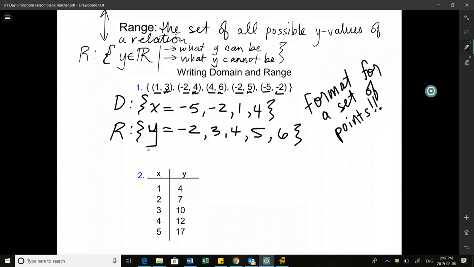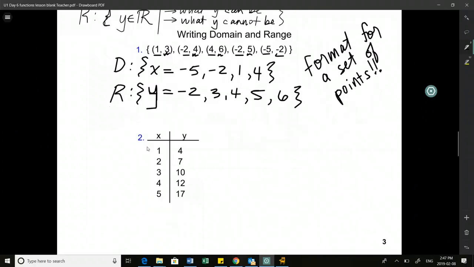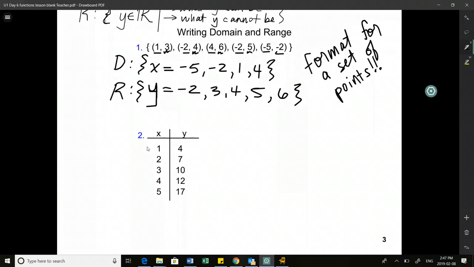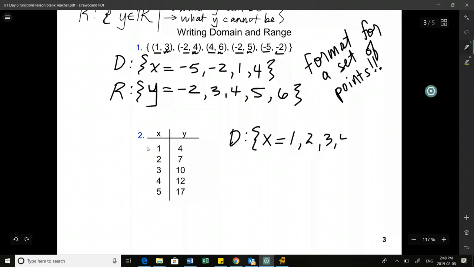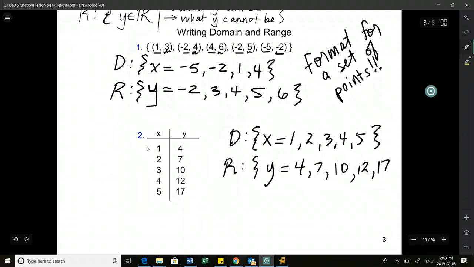Okay, and a table of values is nothing more than a set of points as well. So we're going to use the same format for this table of values here. We'll do domain, and then we're just going to go X equals 1, 2, 3, 4, and 5. And then same deal with the range over here. Y equals lowest to highest, no duplicates. 4, 7, 10, 12, 17. And we're done. Okay, so that's how we're going to approach a set of points.